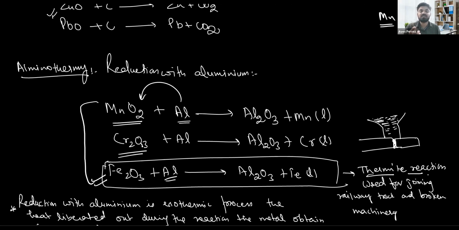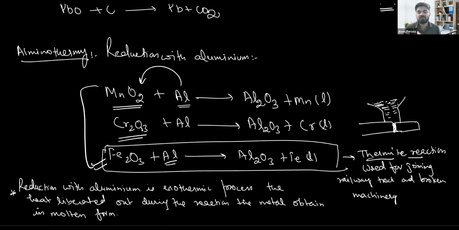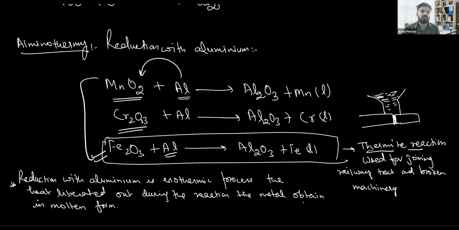If it is asked in the examination what is the thermite reaction, you need to explain that the reaction between aluminium and iron oxide to give liquid iron and aluminium oxide is called the thermite reaction. So you can write it. Please note it down.